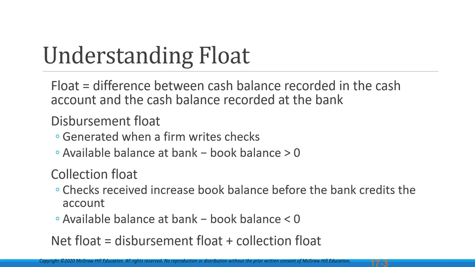So we have one that is disbursement float, which is generated when a firm writes checks or sends payment out. So then the available balance at the bank minus the book balance is greater than zero. Or we have collection float. This is when we receive money from people that increases the book balance before these things have been deposited at the bank. So therefore, the available balance at the bank is smaller than our book balance. And our net float is the disbursement float plus the collection float and how many days that is.